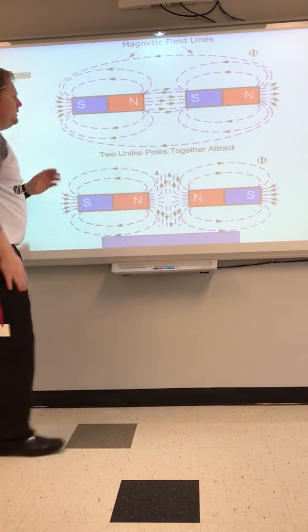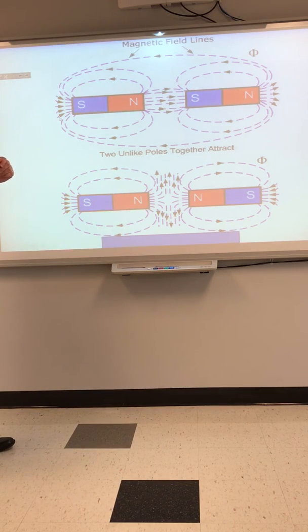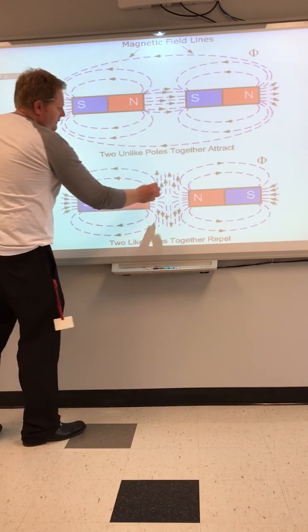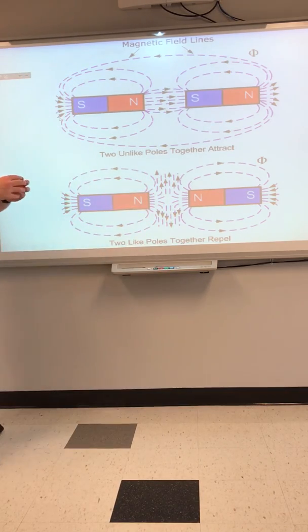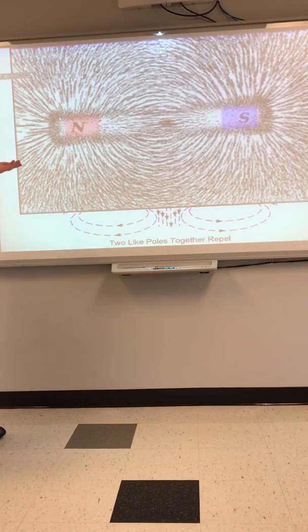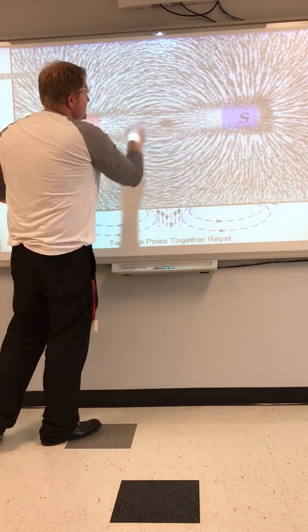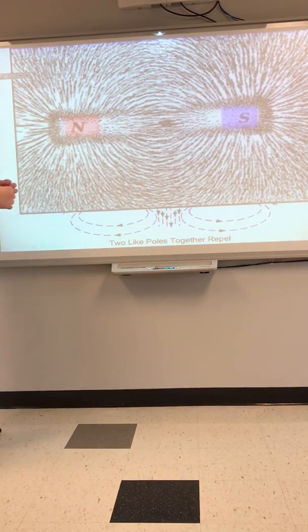All right. Now, if we have two like poles, they will repel. We've known that for a while. This is just a way of showing what the field lines look like and that force that's there that causes it to push or turn away. We see the same items here, and you can see how the items line up across since those poles are opposite.